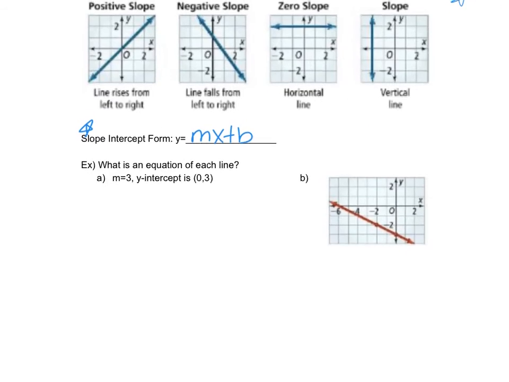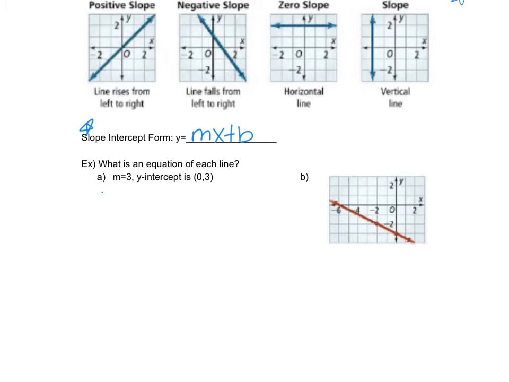So what is an equation of each line? You have a slope of 3, so you're just going to have y equals your slope. We should probably label that. Let's label. M is your slope, and b is your y-intercept. Remember, y-intercept is where it crosses the y-axis. So y equals, your slope is 3x, and your y-intercept is 0, 3, so it'd be plus 3.